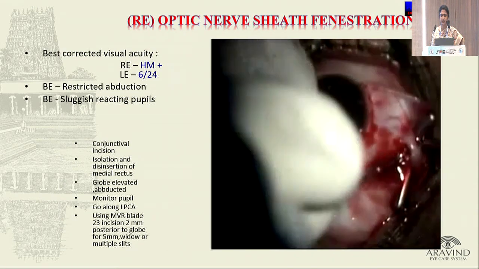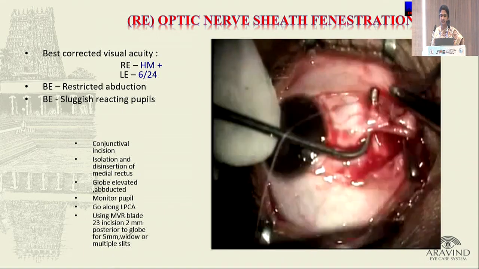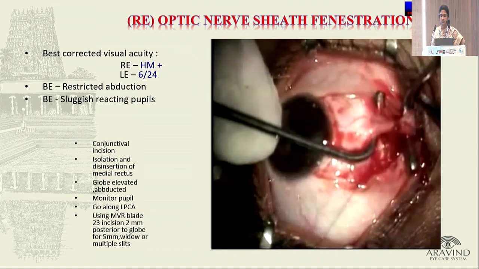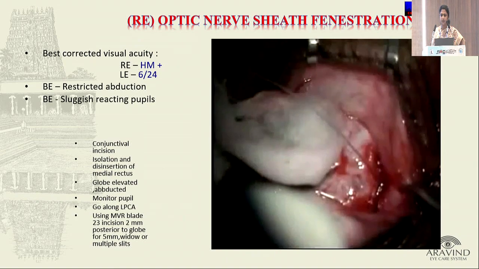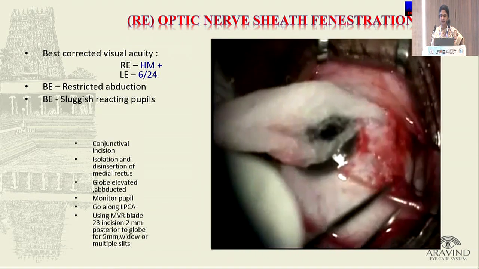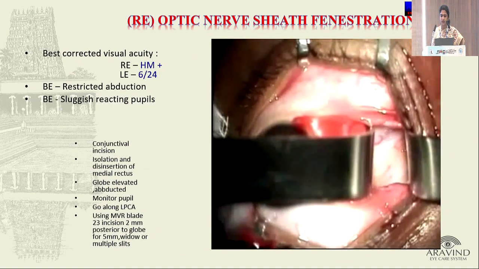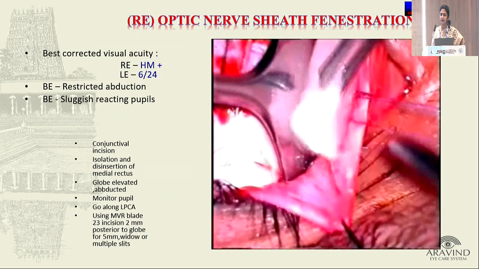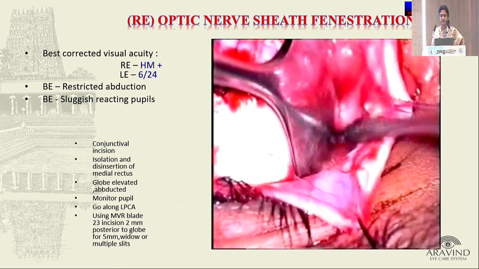As shown, you make a conjunctival incision, isolate and disinsert the medial rectus, and you elevate the globe and abduct it. Keep monitoring the pupil. Go along the posterior ciliary artery, and you use your MVR blade or a paracentesis knife. Now, recently I've started using the paracentesis knife as well.